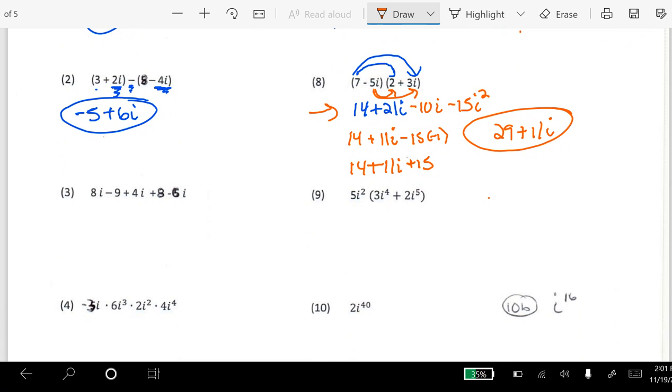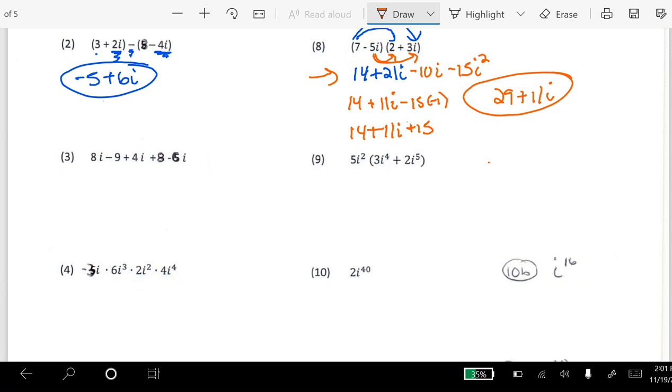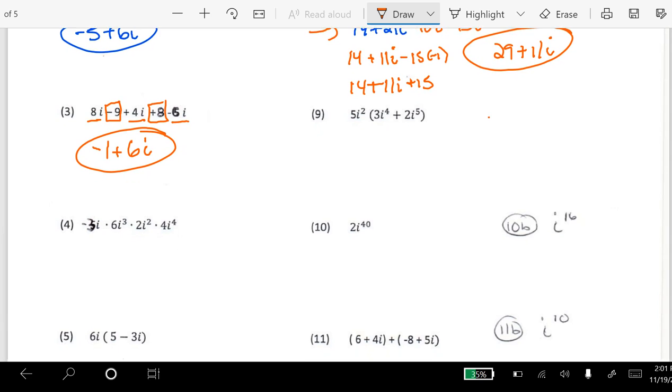Next problem is just combining like terms for number 3. So for number 3, the like terms are the i's. So it's 8 plus 4, that's going to be 12i. And then 12 minus 6 is going to be a 6i. And then we have the negative 9 and the positive 8. That's going to be a negative 1. Now, again, I'm going to write it in standard form, which is with the i term second. So that's my answer.